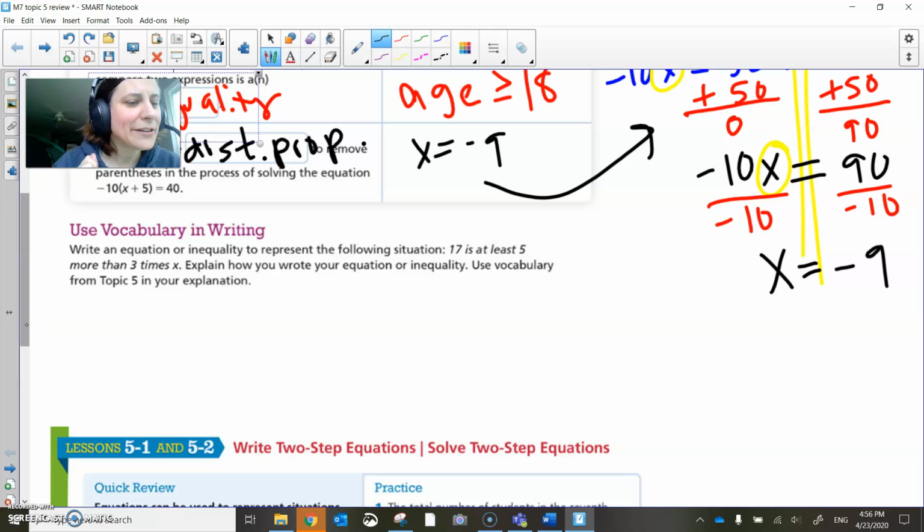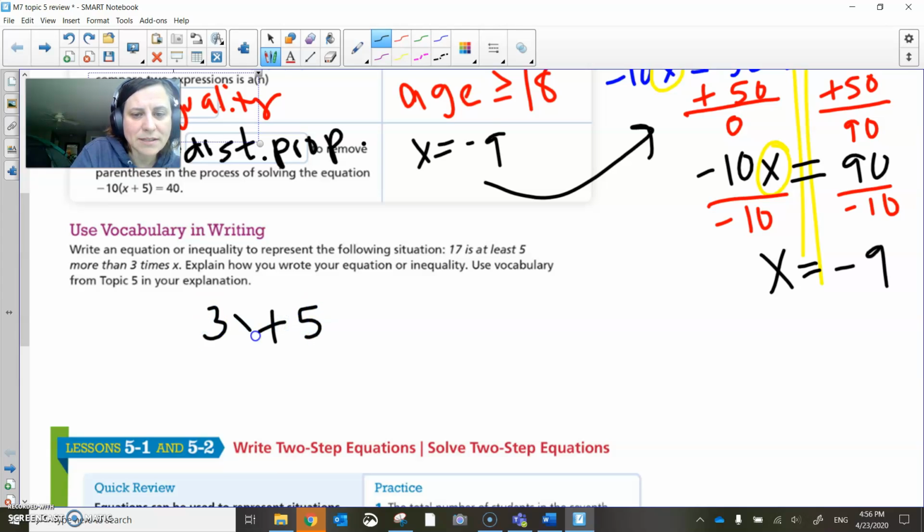Okay, vocabulary and writing. Write an equation or inequality to represent the following situation. 17 is at least 5 more than 3 times x. 17 is at least, which means it's either 17 or bigger. So the symbol I'm going to put in here is greater than or equal to.